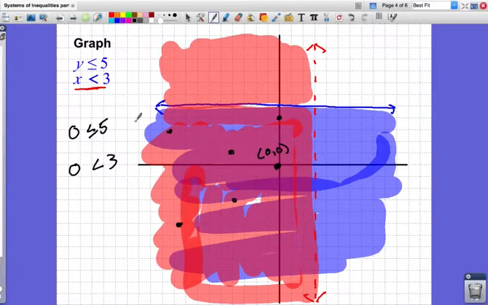And that's how we do systems of inequalities. We graph both of them, we shade our solutions, and then we see where the shadings overlap, and that is our actual solution, because all of these are solutions to this system. There's not just one solution anymore. There are many solutions.